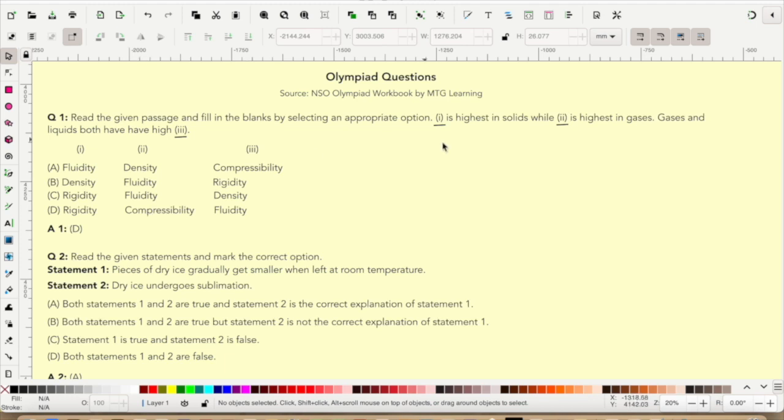Let us see the third one. Gases and liquids both have high compressibility, rigidity, density or fluidity. It is fluidity. So all the 3 keywords which are correct is in option D. That is rigidity, compressibility and fluidity.